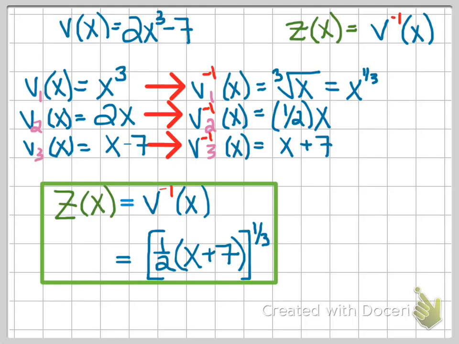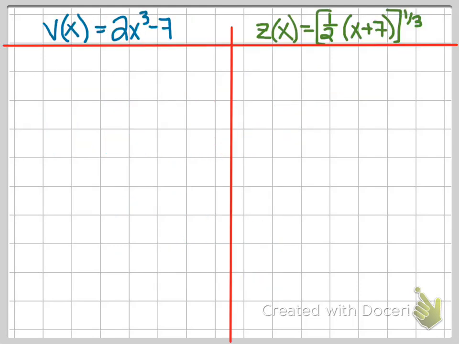So my z function is actually 1/2 of a quantity x plus 7 completely cube rooted. Another way to say that is 1/2 multiplied by a quantity x plus 7 completely raised to the 1/3 power. But the question remains, how do I know that z of x is truly the inverse of my v function? I'd have to test it.